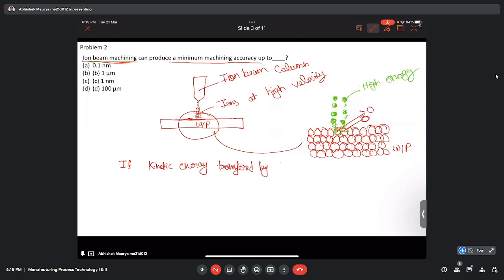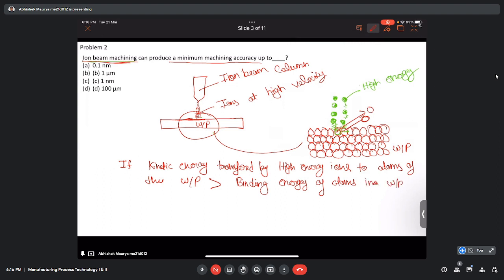If the kinetic energy transferred by high energy ions to atoms of the workpiece is greater than the binding energy of atoms in the workpiece, then the workpiece atom will knock away. And what we can say is material removal has taken place and finally machining has taken place.